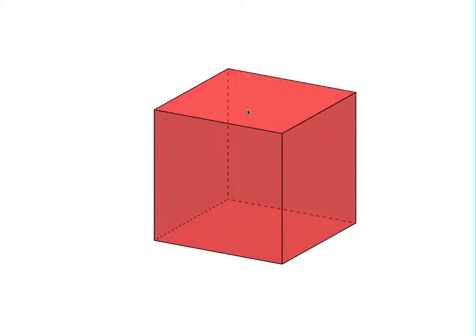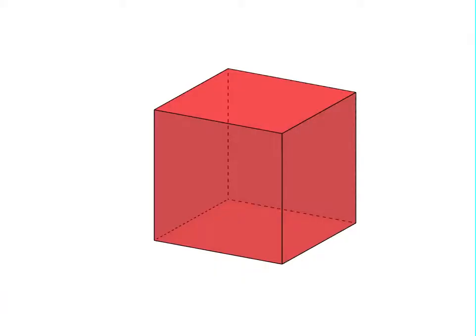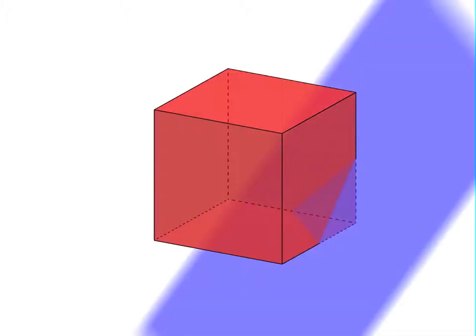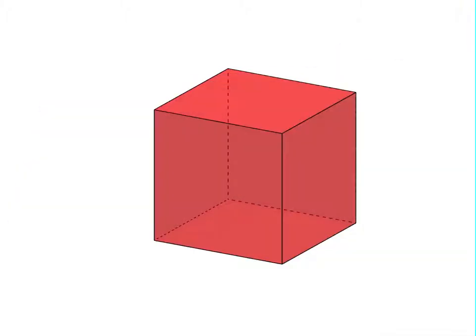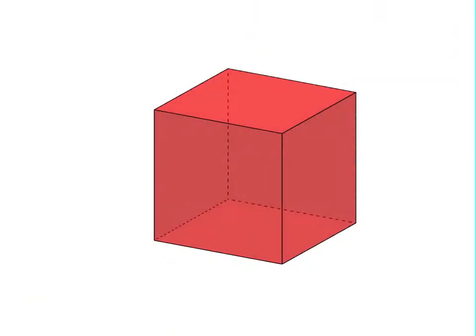And I can also have the planes that will cut off one corner at a time, like this. Okay, you can see it's cutting off this close corner. And since there are 8 corners in a cube, there will be 8 such planes. So 1, 2, 3, 4, 5, 6, 7, 8. Okay, so let's just go back and see what we have.